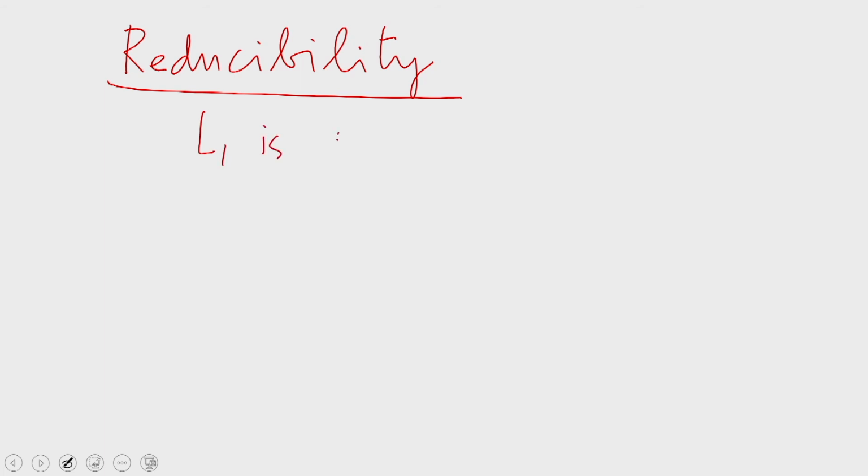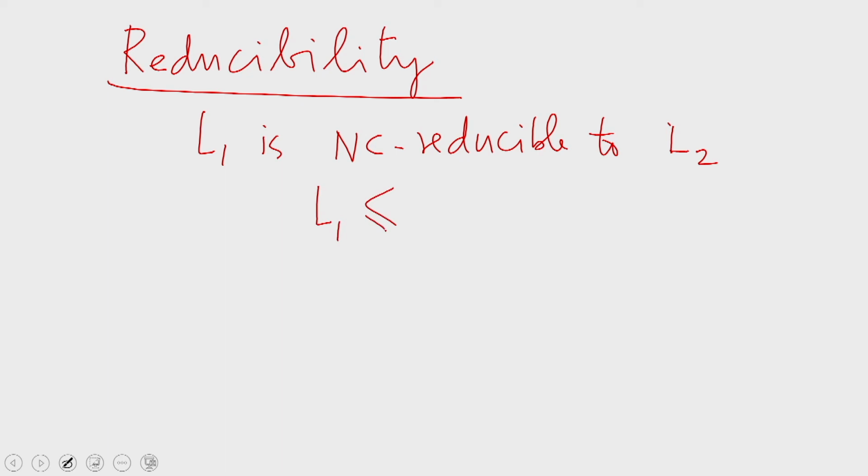Let me define the reducibility. We say that L1 is NC reducible to L2, which we denote in this manner. So, you can imagine that L1 has been reduced to L2. You must be clear about the order of this inequality. L1 is reducible to L2 means L2 is the harder problem. So, L1 is NC reducible to L2 if there exists an NC algorithm.